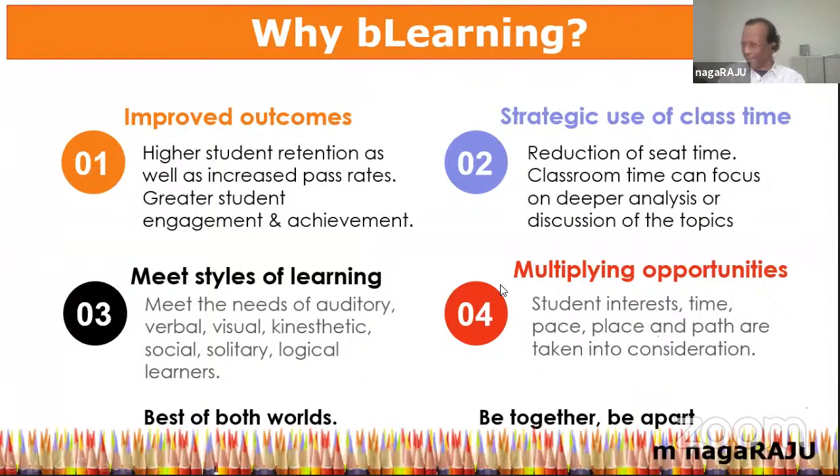So what are at least 4 things that it can help us with? Blended learning can certainly help improve our outcomes: students' pass rates, student engagement, how well they are engaged in the process of learning, and achievement levels. I'm not saying this, research has said this. Wherever blended learning has been implemented, research has told us that outcomes are bound to improve.